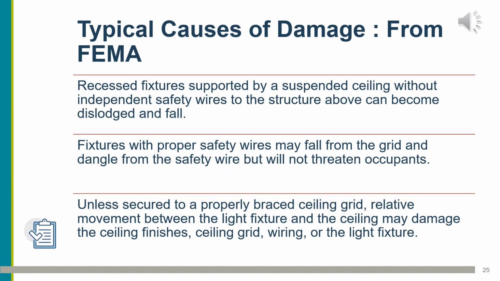Now, from the FEMA website, we can see several causes of damage, and these are listed as recessed fixtures supported by suspended ceiling without independent safety wires to the structure above, and they can become dislodged and they can fall. Fixtures with proper safety wires may fall from the grid and dangle from the safety wire, but they're not a threat to the occupants, so therefore they're not hindering ingress or egress.